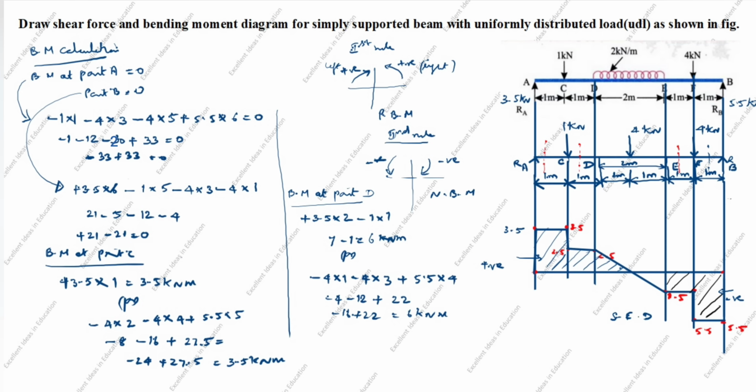Next we will calculate the bending moment at point E. From here to here is the left side, this side is the right side. You see the arrow goes up from here to here. This is clockwise. Clockwise is positive, 3.5 into the perpendicular distance from here to E, so 4.